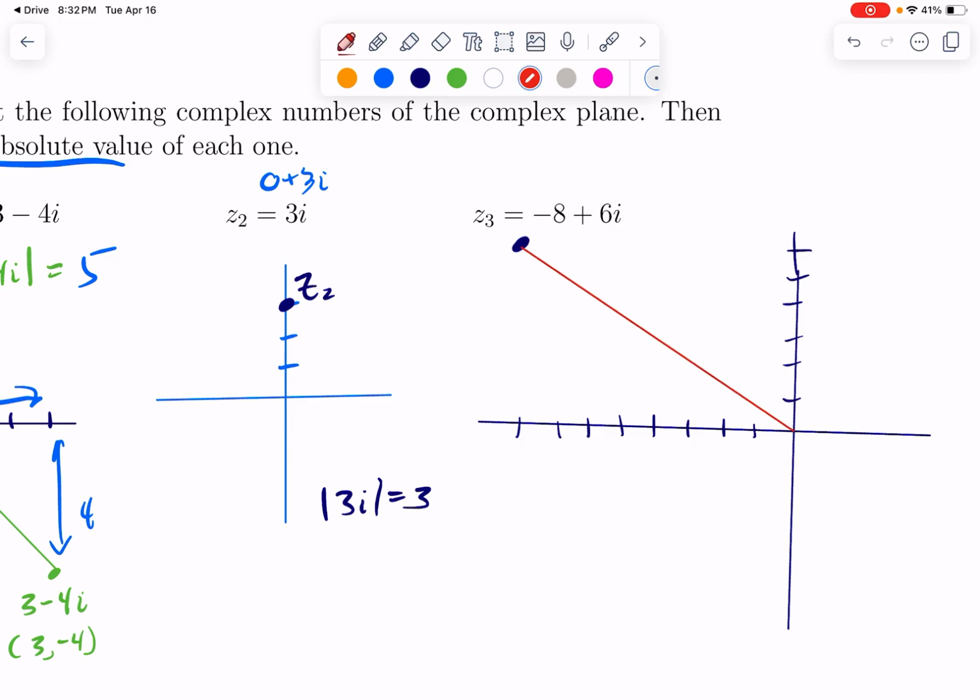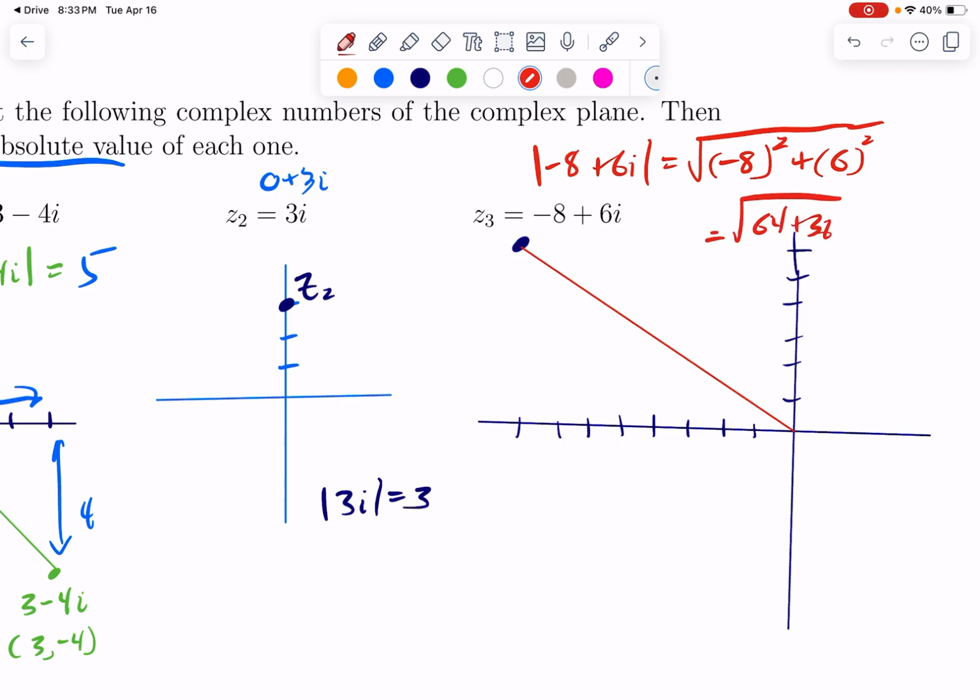To compute this distance, it would be the square root of negative 8 squared plus 6 squared. Not 6i squared, just 6 squared. That's the square root of 64 plus 36. Square root of 100 is 10. Right? That's 10 units away from the origin.